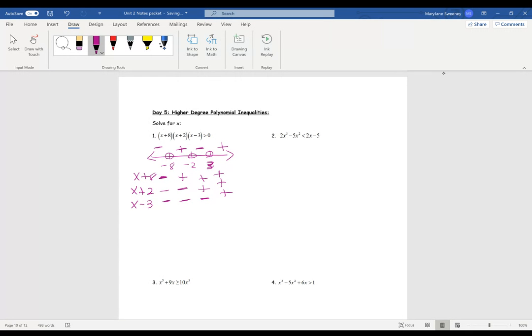Now, I want to know where this product, when I multiply these three things, is greater than 0. So that would be the positives. Positives are greater than 0. So -8 to -2, soft brackets, union, and then 3 to infinity.